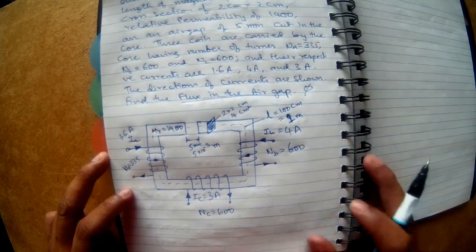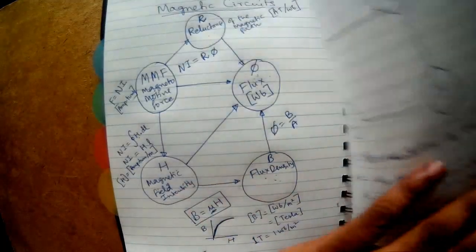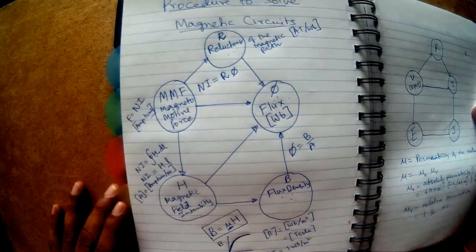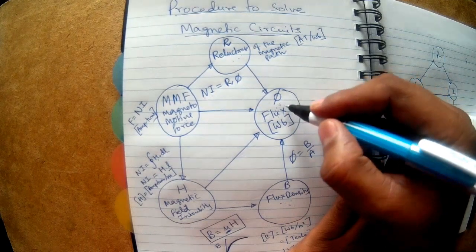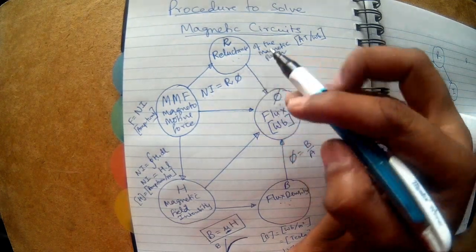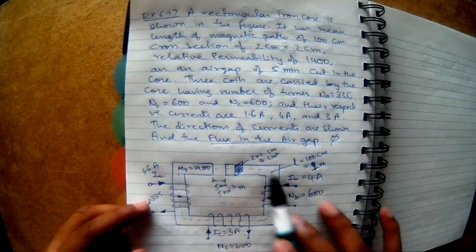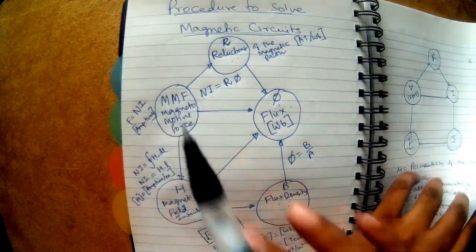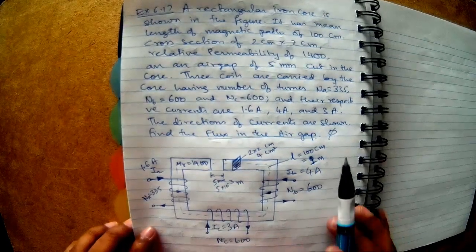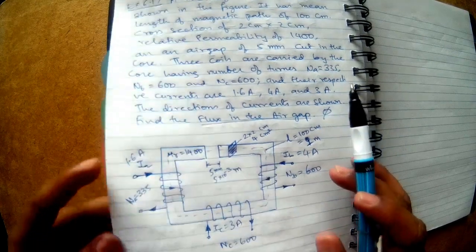So flux is unknown. So now if I go back to my overall procedure, so some videos ago I have explained this. So in this case, find the flux. That means this is unknown. Now the reluctance can be calculated because the magnetic path is given. From that we can calculate the reluctance. Similarly, ampere turns can be calculated, but then here there are 3 coils, so we have to find the resultant ampere turns.